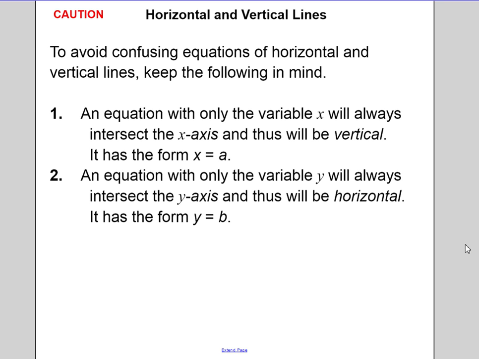Continuing with section 1 of chapter 3, looking at linear equations, horizontal and vertical lines. To avoid confusing the equations of horizontal and vertical lines, keep in mind the following. An equation with only the variable x will always intersect the x-axis and thus will be vertical. It has the form of x equals a.